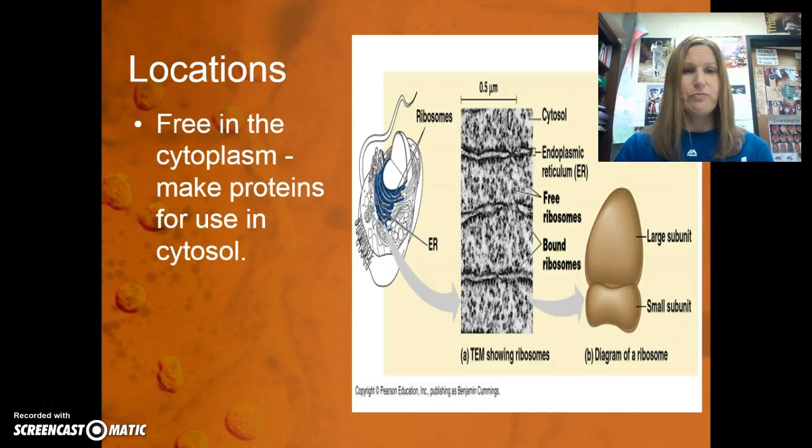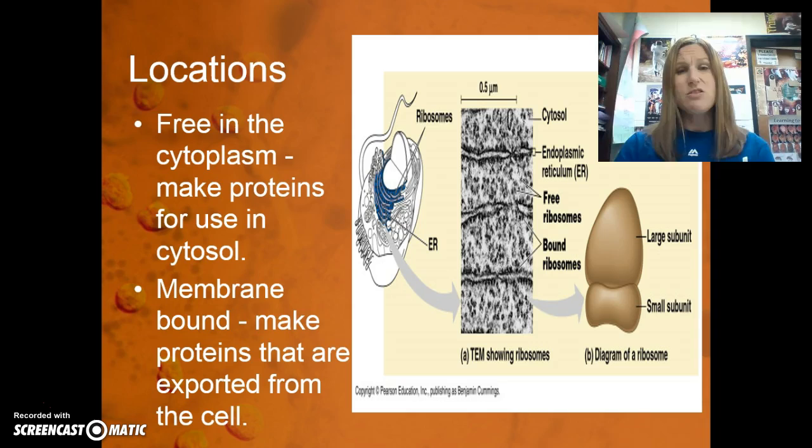Location of the ribosome. Again, free in the cytoplasm. They make proteins for use in the cytosol, and they are also membrane bound, which means that they are attached to the endoplasmic reticulum. Those that are membrane bound, attached to the ER, are going to make proteins that are going to be exported, usually from the cell. Sometimes they still go within, but not usually. We're talking about going out of the cell. So 2 places, what you need to know: they are found floating freely in the cytoplasm, and they are also found attached to the endoplasmic reticulum. Their job: make proteins.